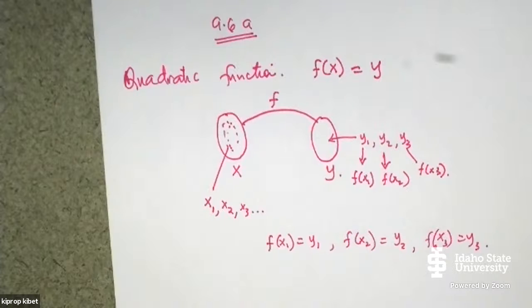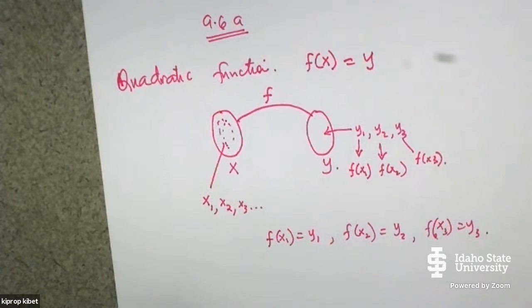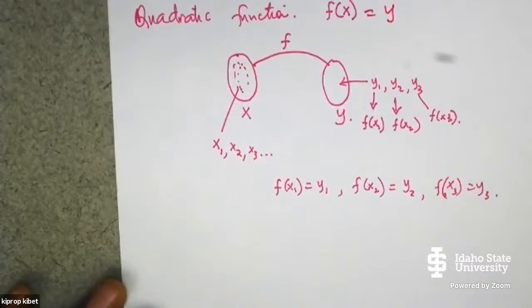What we just need to know is f of x is equal to what? And y is a dependent variable, and x is independent. So y depends on x. Any changes in x do affect y. So x is independent. It doesn't depend on anything.